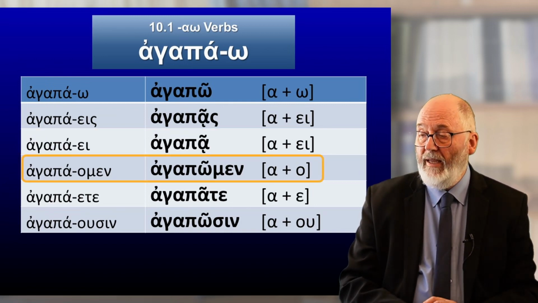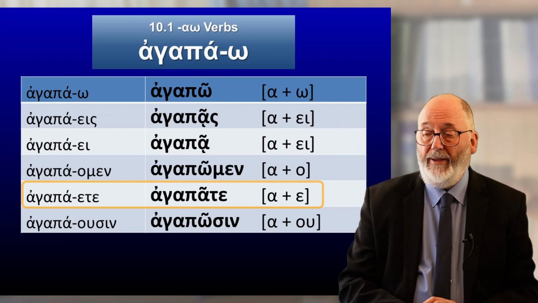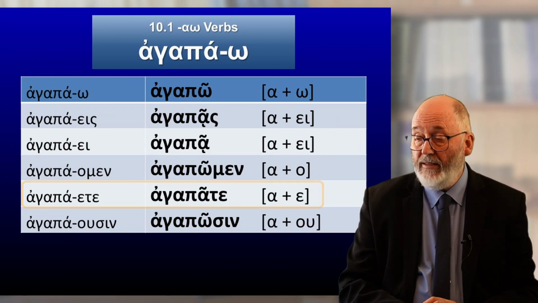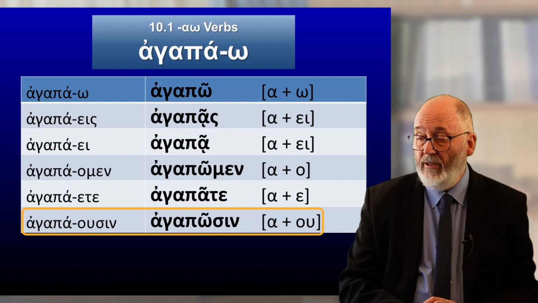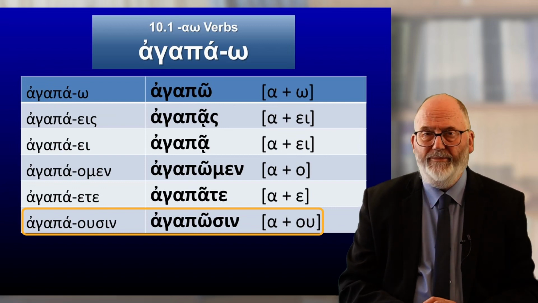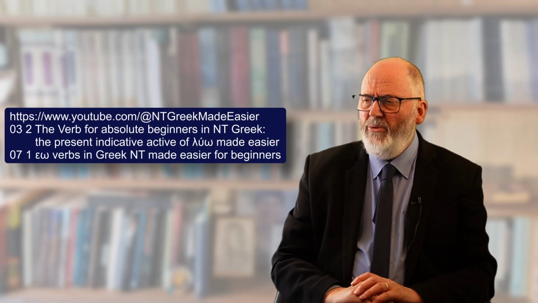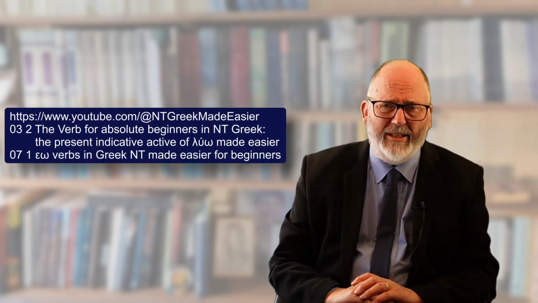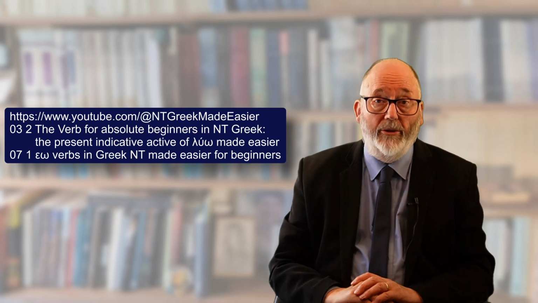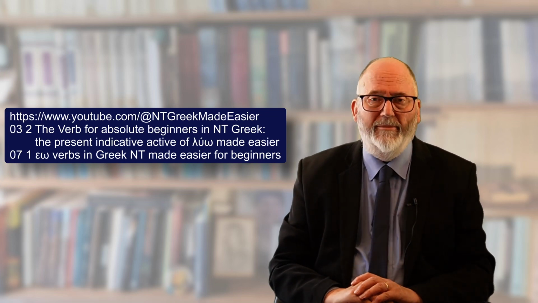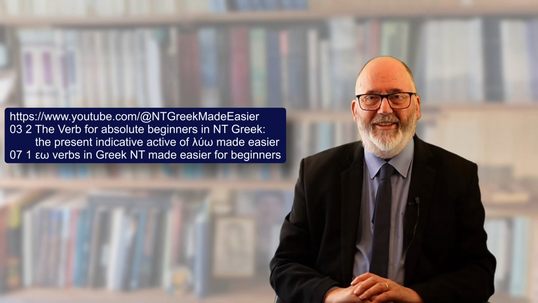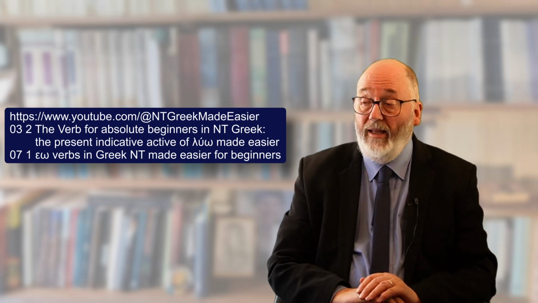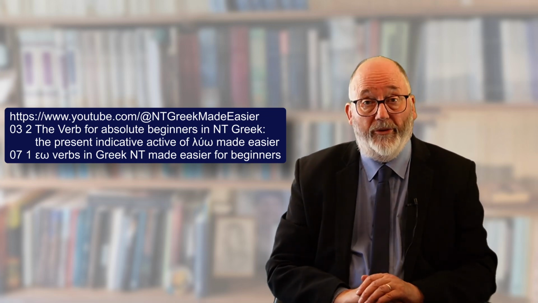ἀγαπάομεν becomes ἀγαπῶμεν. ἀγαπάετε becomes ἀγαπᾶτε. And ἀγαπάουσιν becomes ἀγαπῶσιν. Now, on my channel, New Testament Greek Made Easier, there are two other videos which kind of relate to this one. One is the video on λαλέω, the pattern verb, the verb that is always regular in everything it does. Another video on ἐάω verbs.